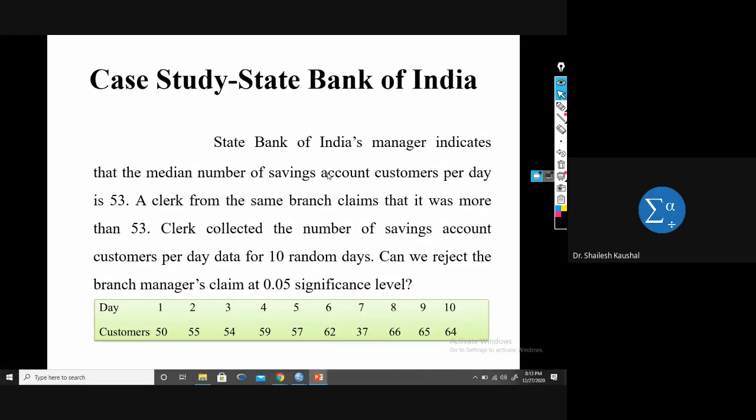So in this case study, let's just go through it. The State Bank of India manager indicates that the median number of saving account customers per day is 53. A clerk from the same branch claims that it was more than 53. It means the number of clients visiting per day is 53. Now he has taken a random sample to check whether his claim is right or not.